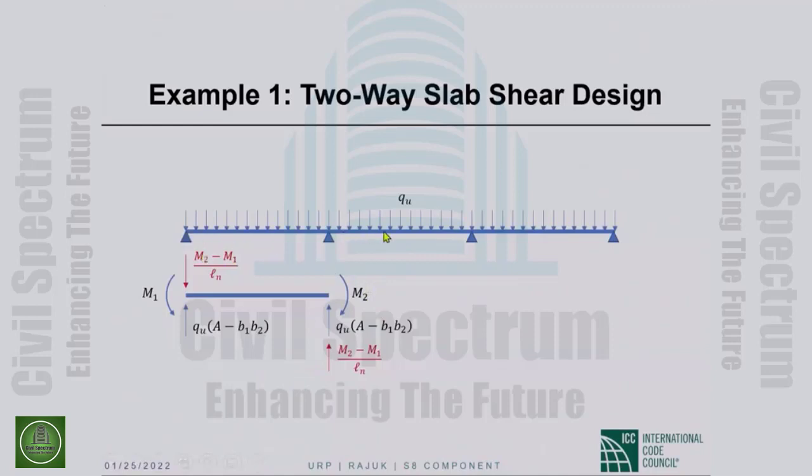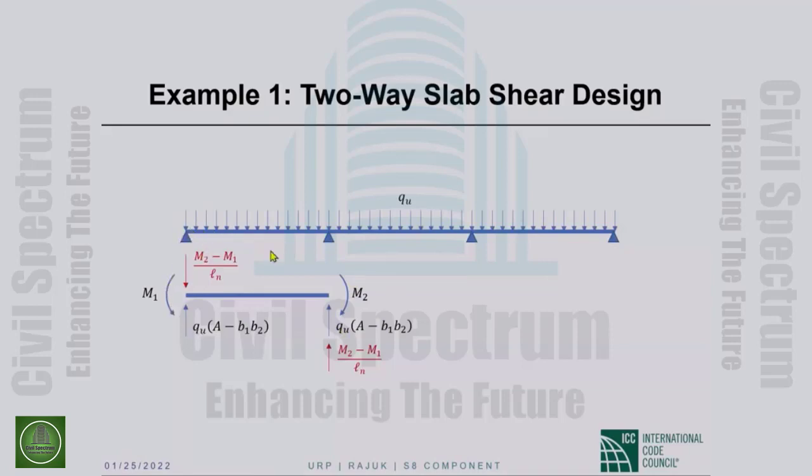So this is our slab continuous over three supports. Okay. We are at an exterior support. The loading on the slab is Q sub U. Q sub U causes a shear equal to that at this support and the same at the other support. If you consider the other side, that number may not be right, but there is a shear in this direction at that support. Now, the bending moment at this section is M sub 1, and the bending moment at that section is M sub 2. This is a negative bending moment.